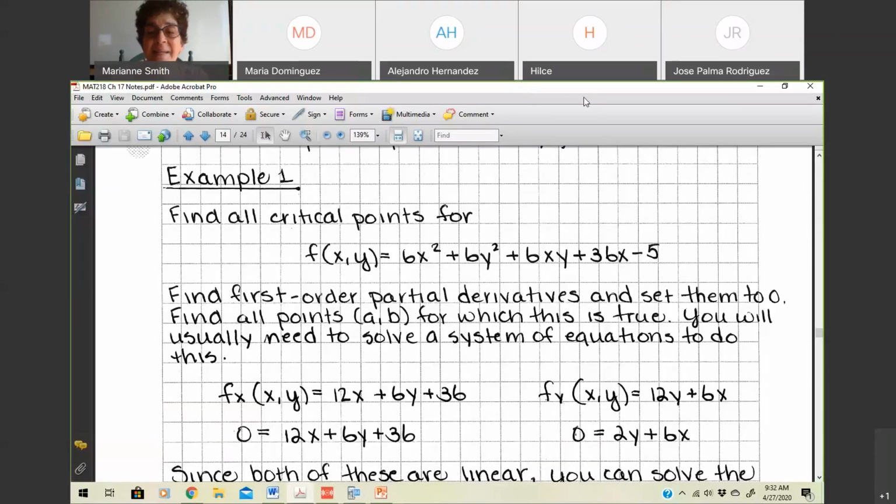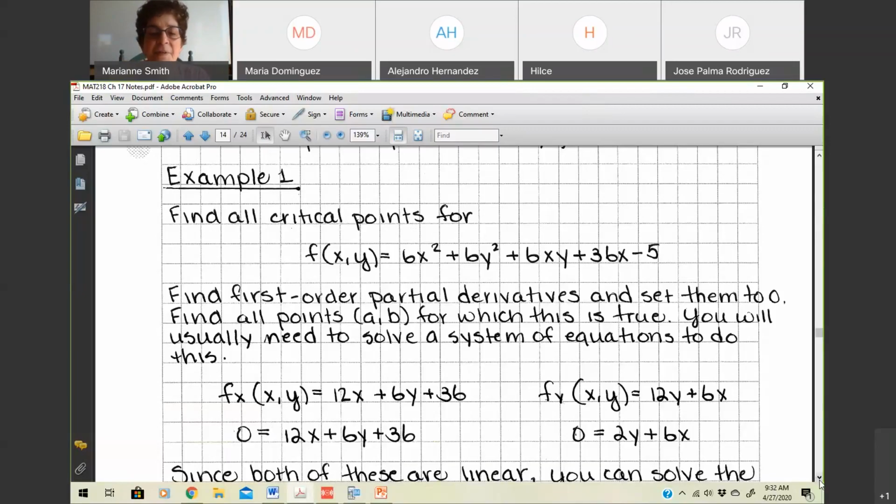If at any time, when I'm doing either the calculus part or the algebra part, you have questions, just please type something in the chat to say, hold on a minute, or I have a question. Don't be afraid to stop the train, okay?